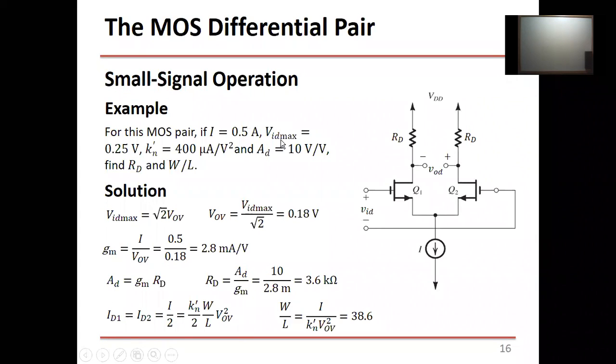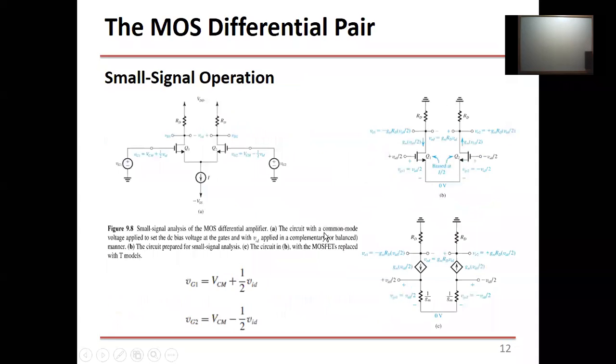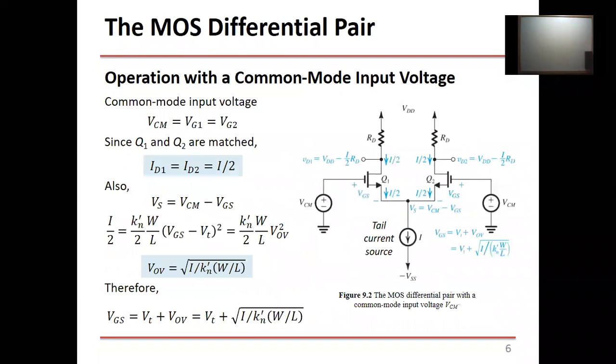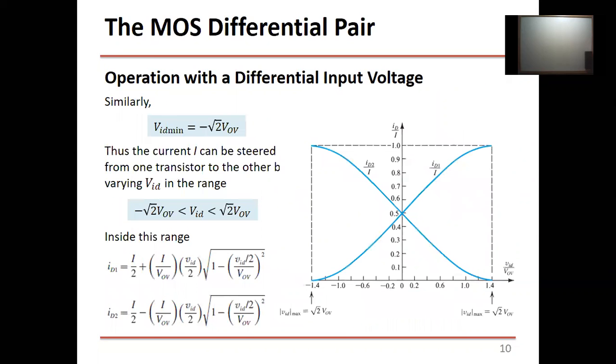Remember the VID max? VID max is the maximum differential input, right? If you go back a little bit to the nonlinear curves, what was the maximum differential input that we assumed? This is the maximum differential input. We cannot increase the differential input above square root of 2 times V overdrive.